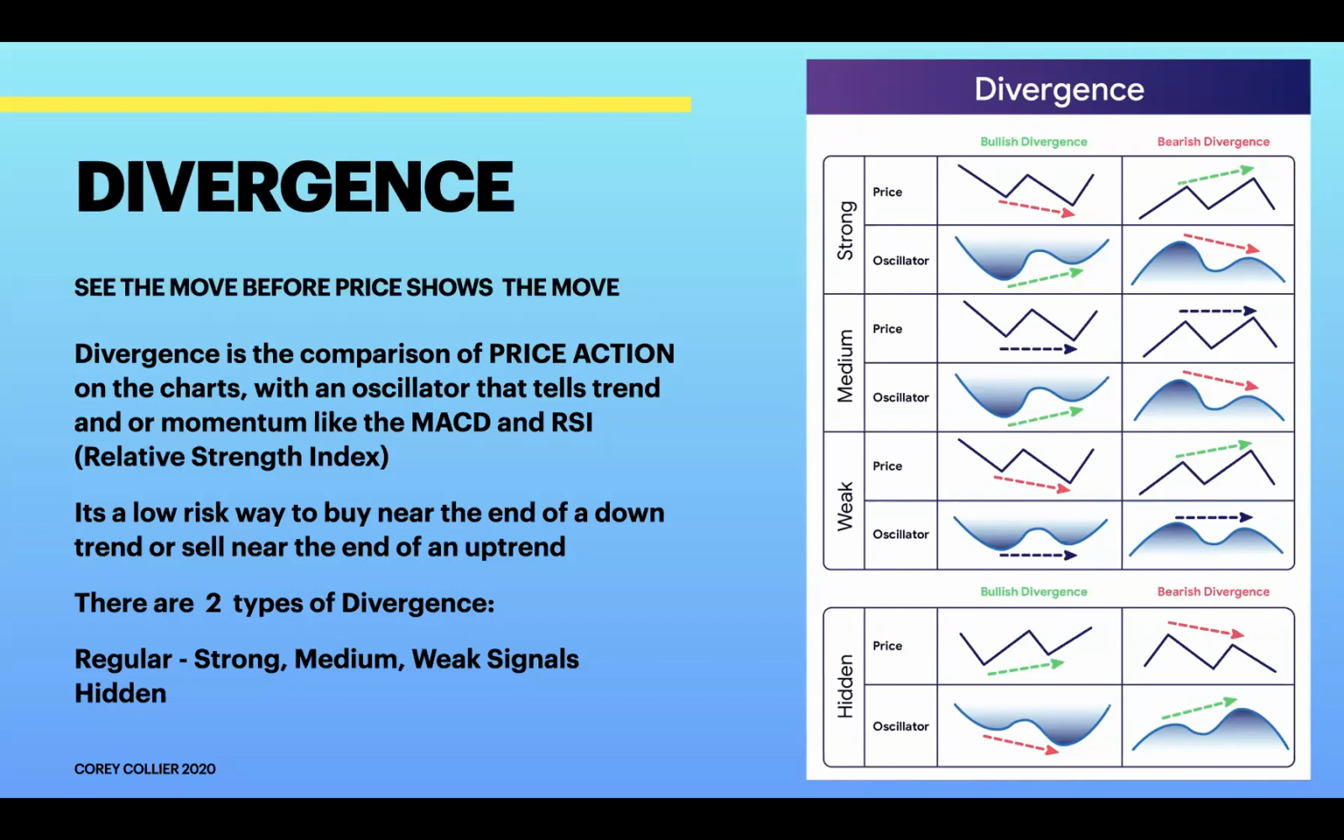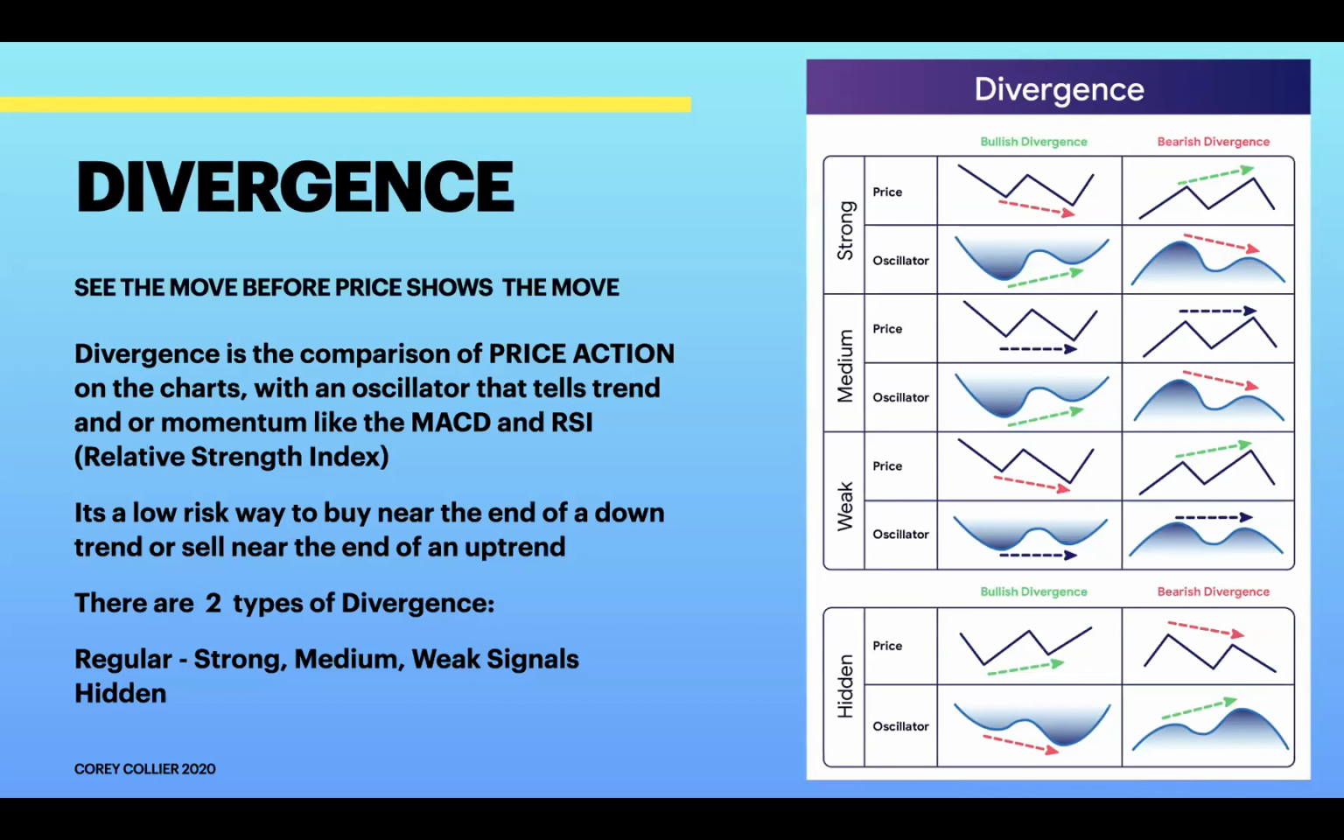Medium is when price is almost equal in closing. So that would be like a perfect W or a perfect M, right? And then weak, you definitely see that price is kind of like the strong, but look at the oscillator. That second low on the bullish divergence for the buy signal is kind of next to the first low that it created on the oscillator. It's kind of even, right?